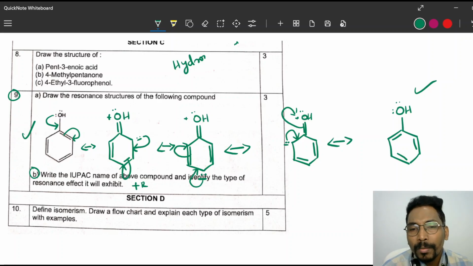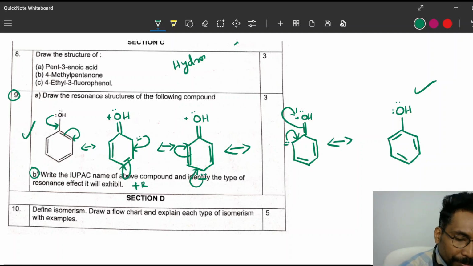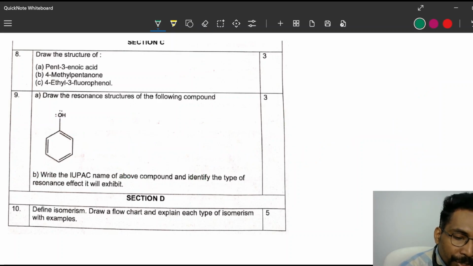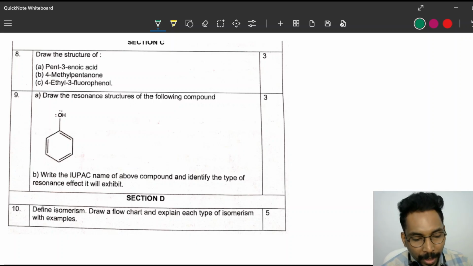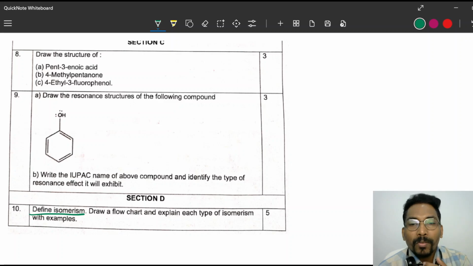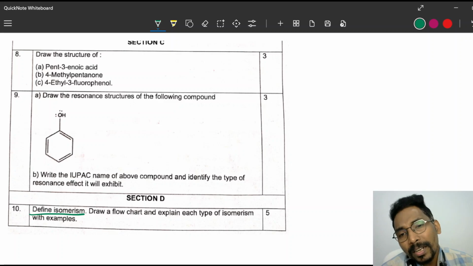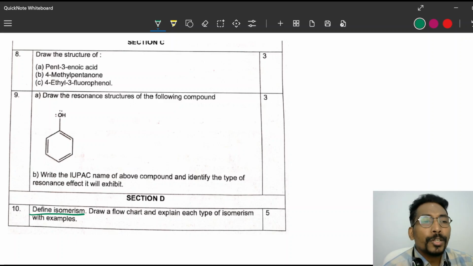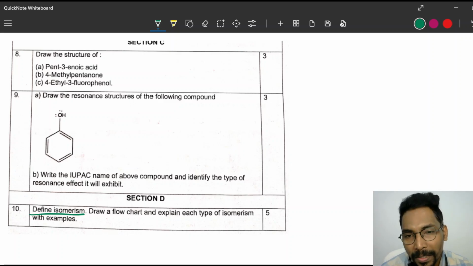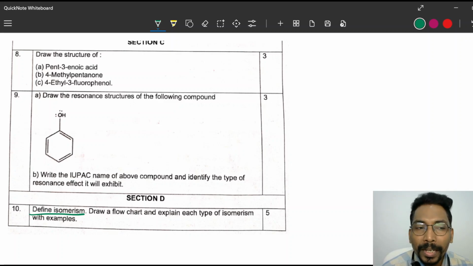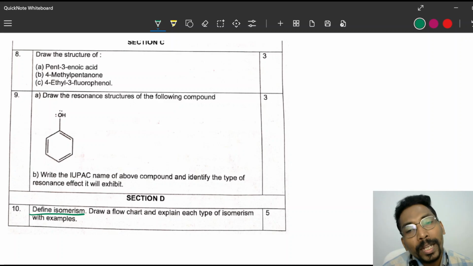Then nitrobenzene, many examples are there. Okay, yes. I think we can move to the last question. Last question is related to isomerism. Define isomerism. What is isomerism? Isomerism is the phenomenon of exhibiting different compounds. Okay, two compounds with the same molecular formula with different structures and properties. Okay, different structures and properties. So they will have the same molecular formula.